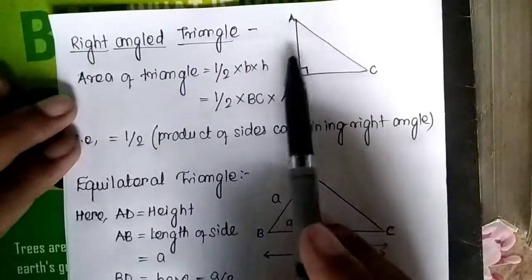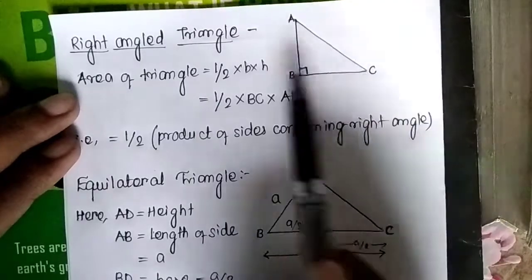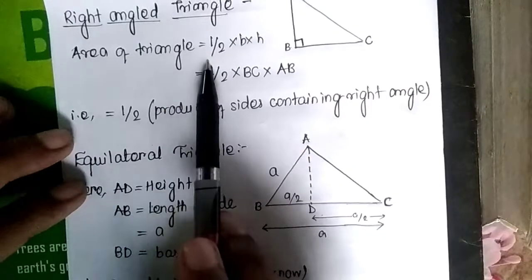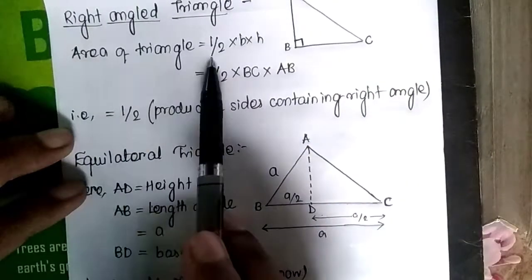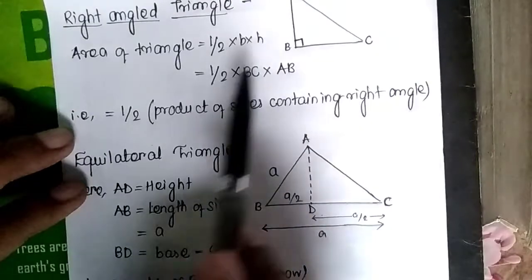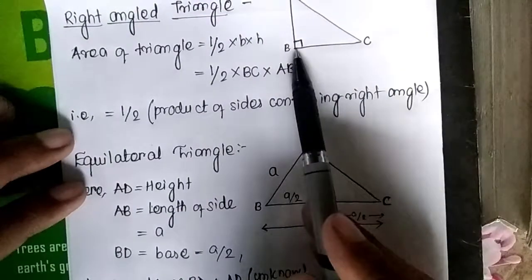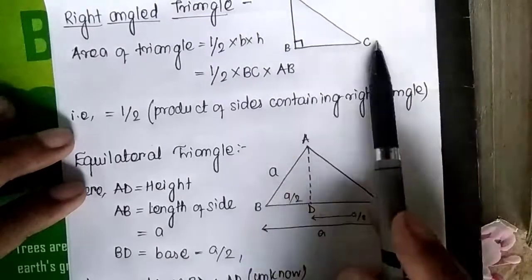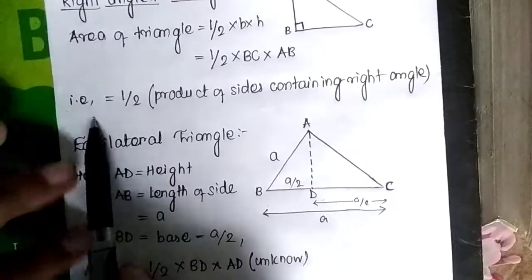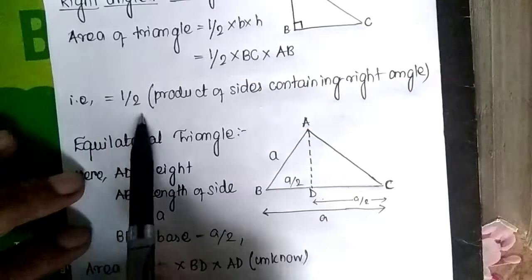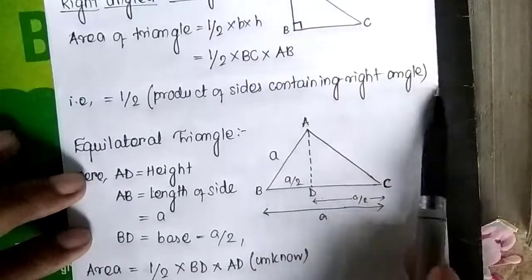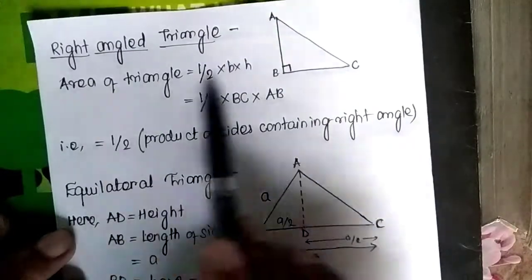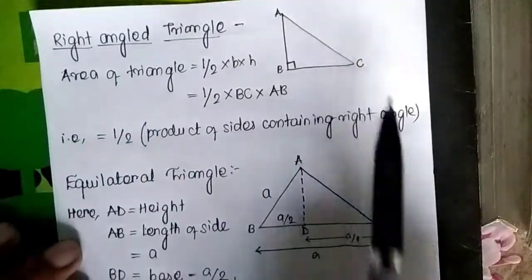Here a right angle triangle ABC is drawn, which is 90 degrees, and the area of a triangle, as we all know, is equal to half into base into height. So here AB is the perpendicular, that is the height, and BC is the respective base. So it equals half into the product of the sides containing the right angle, which is the required formula for the area of a right angle triangle.